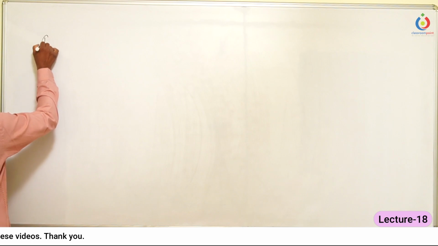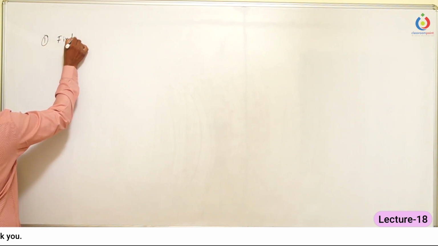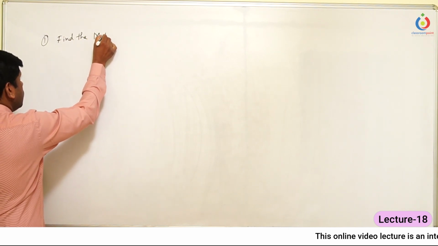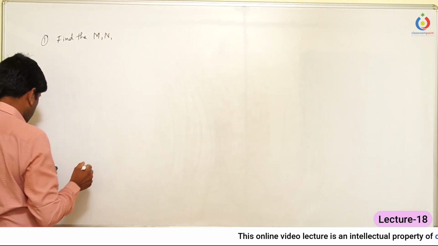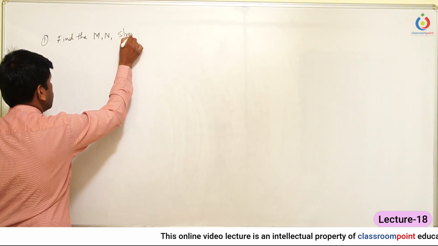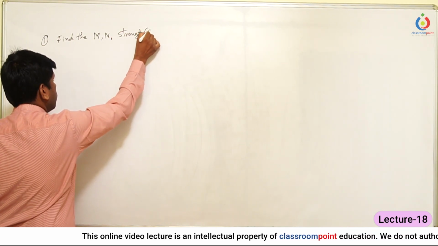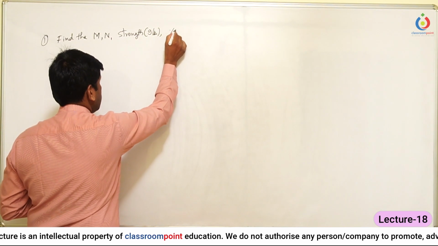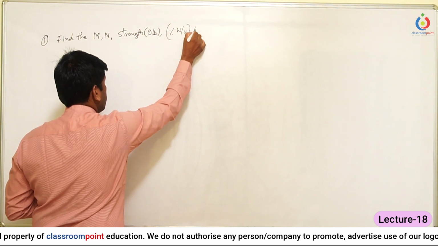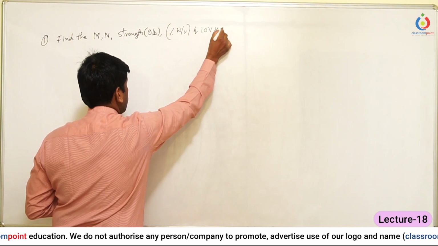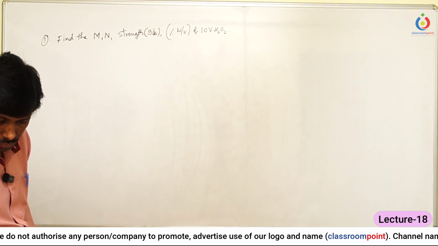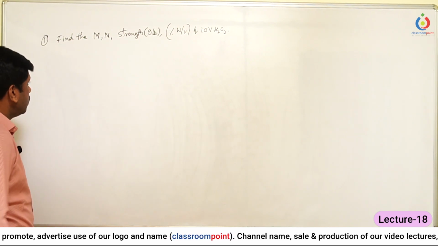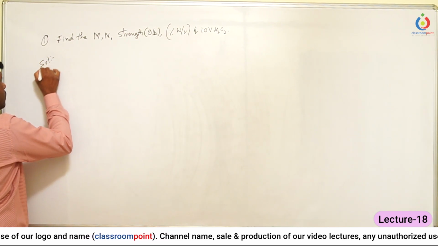So there is a question here. Find the molarity, normality, strength, means grams per liter, percent by weight by volume of 10 volumes of H2O2. So here 10V stands for the volume strength. So now let us see the solution.